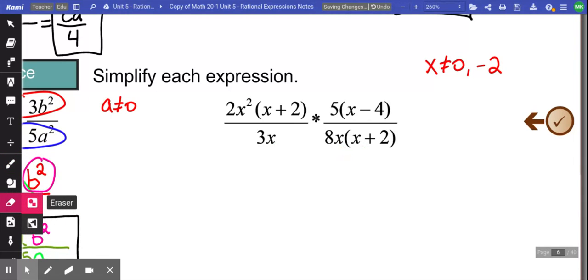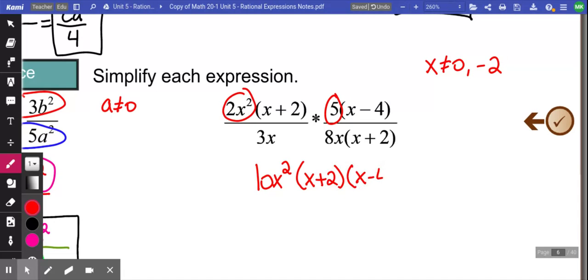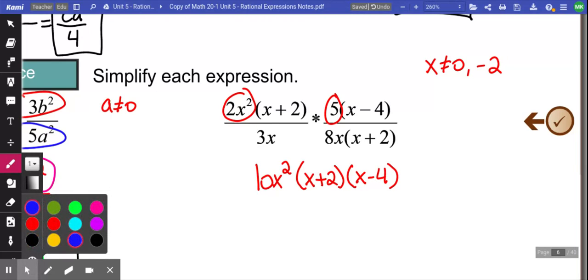Cool. Now I'm on to my simplify step. When I simplify, I want to write it as one fraction and then simplify it. So I want to go monomials with monomials to become 10x squared, x plus 2, x minus 4. In the denominator, same thing, monomials with monomials. So 3x times 8x is 24x squared, and then x plus 2.